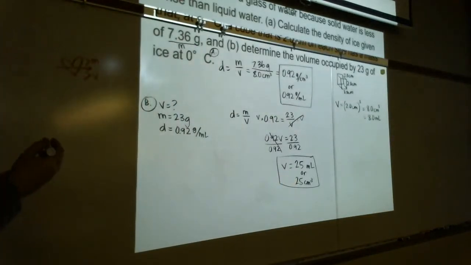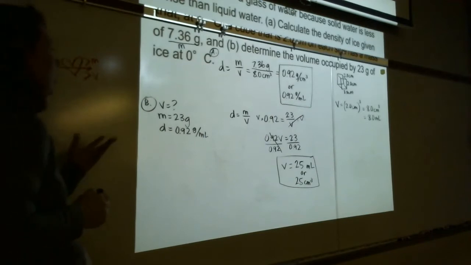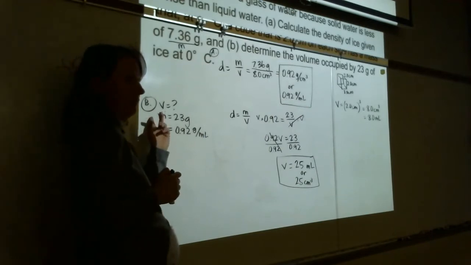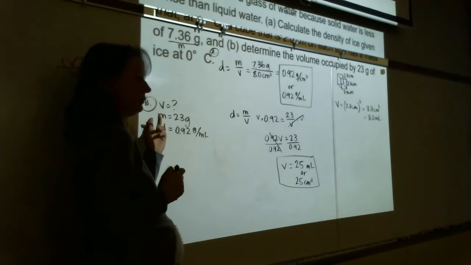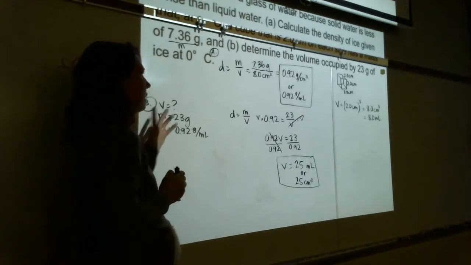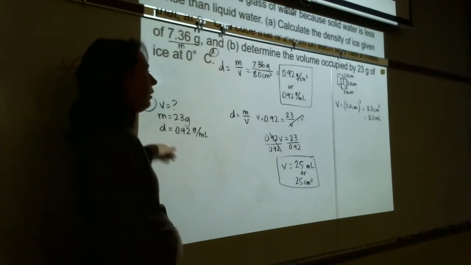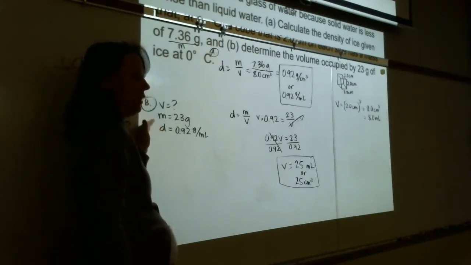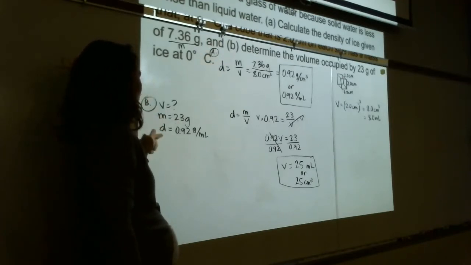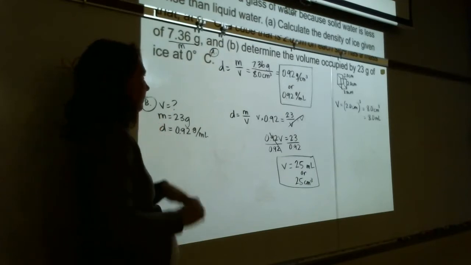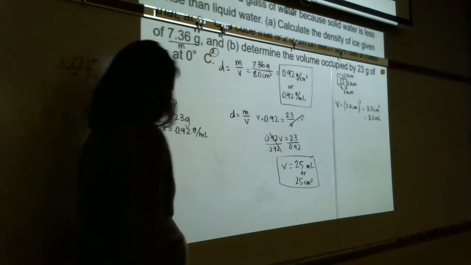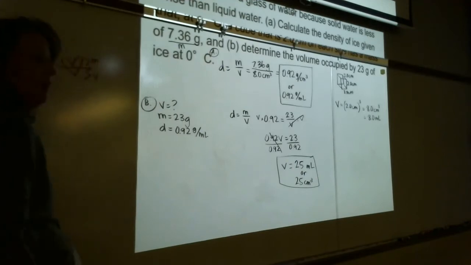Questions on how we did either one of those? So sometimes it might not be straight up M over V, right? Sometimes you could be solving for M or V if you know the density. So don't get used to it just being dividing two numbers, right? It could also be doing a little bit of algebra to solve for volume or mass if you know the density. Make sense? Everybody good?